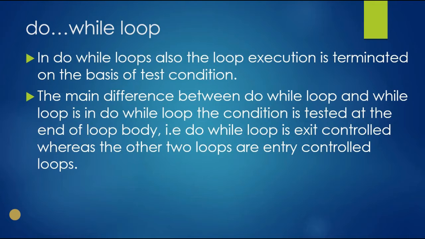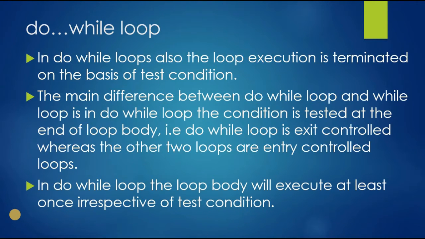The main difference between do while loop and a while loop is that in a do while loop the condition is tested at the end of the loop body, that is, do while loop is exit controlled, whereas the other two types are entry controlled. Other two types means while loop and for loop are entry controlled, and do while loop is an exit controlled loop. In do while loop the loop body will execute at least once irrespective of the test condition.